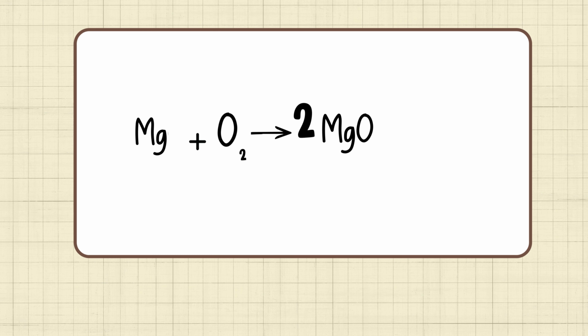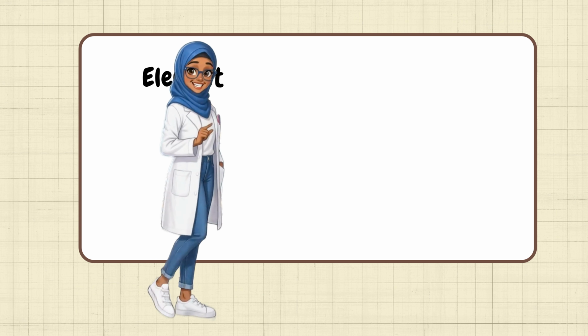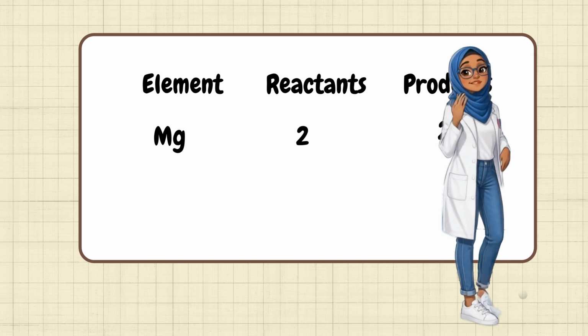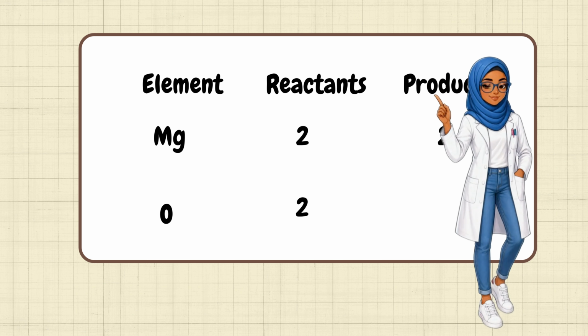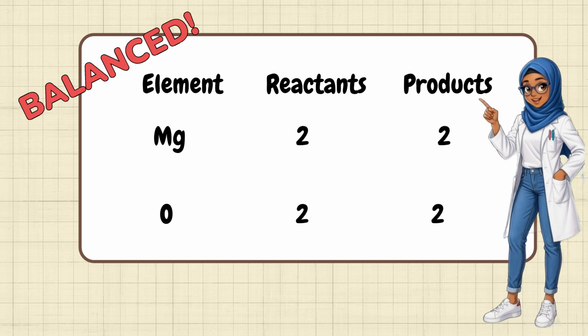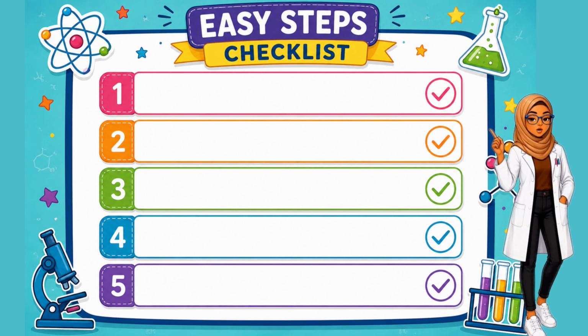So we place a 2 in front of magnesium. Now the equation is balanced. Let's check our answer. Magnesium has 2 atoms on both sides. Oxygen has 2 atoms on both sides. That means our equation is balanced.